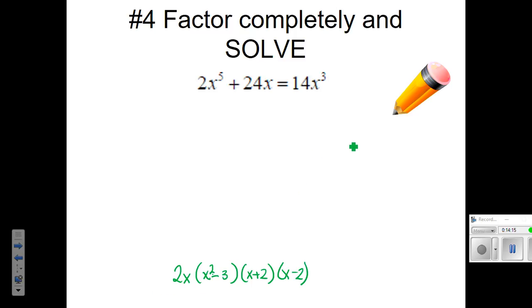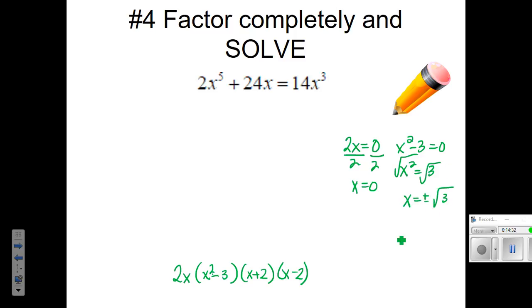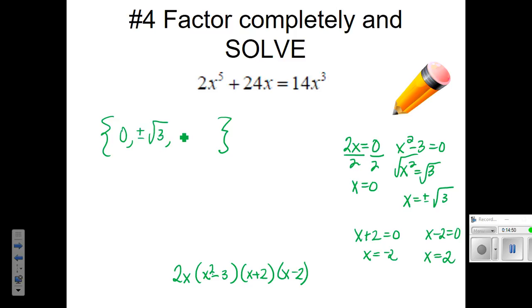Well, this will give me some room to do that. So 2x equals 0. Divide by 2. X equals 0. X squared minus 3 equals 0. X squared equals 3. Square root both sides. X equals plus or minus the square root of 3. X plus 2 equals 0. X equals negative 2. X minus 2 equals 0. X equals 2. So your solutions for this problem are 0, plus or minus the square root of 3, negative 2, and 2. These are all your solutions.